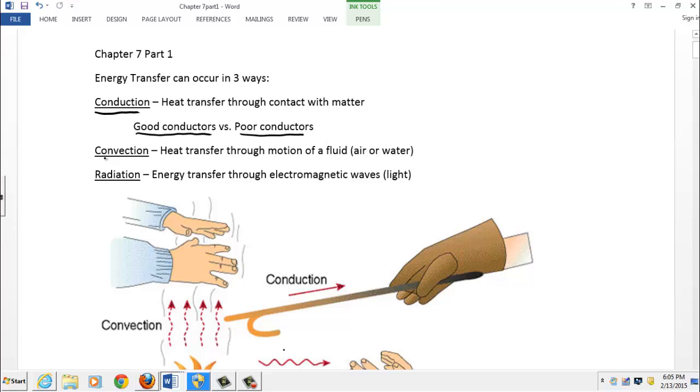Second way to transfer heat energy is through convection. Convection is where warm air rises. So heat is being transferred from something hot into the atmosphere and ultimately onto something else.